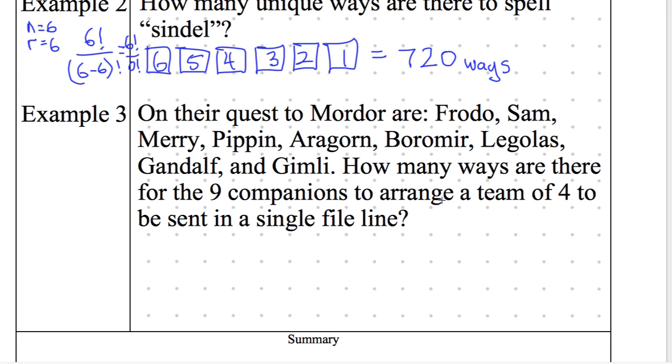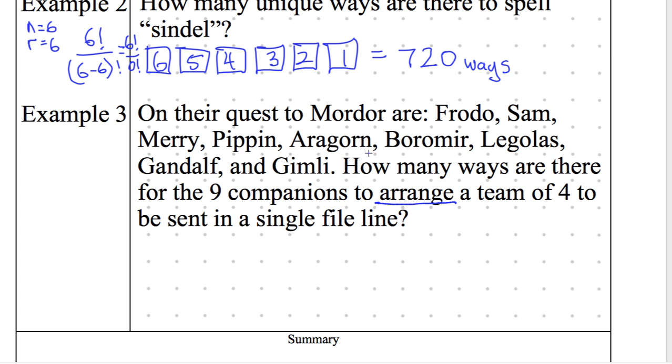It kind of matters because Gandalf has the light for his staff, so it matters that he's in the front. So it's kind of iffy. It's not quite clear, but I'm going to tell you, if you see the word arrange, underline it in your notes now. If you see the word arrange, it means order does matter.